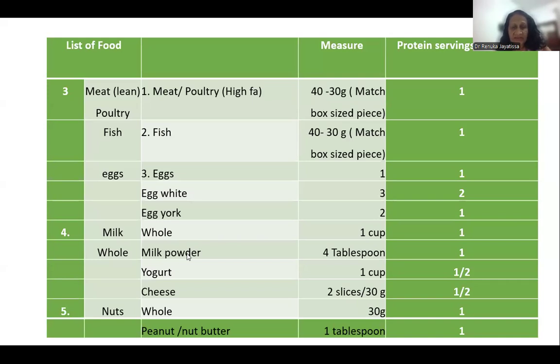The nuts and the other things, you can see that, I'm not going to tell you one by one. So these are the things, you can always use this table for your reference. Next one.